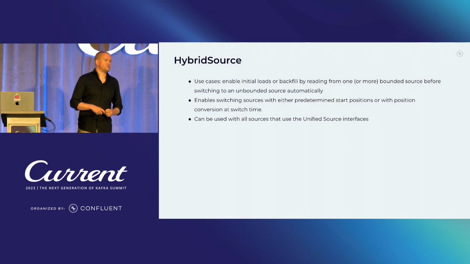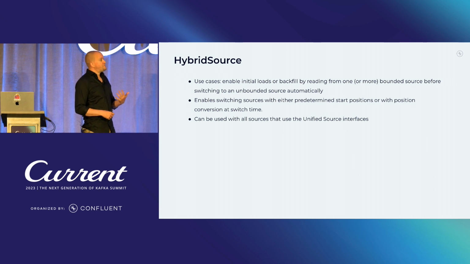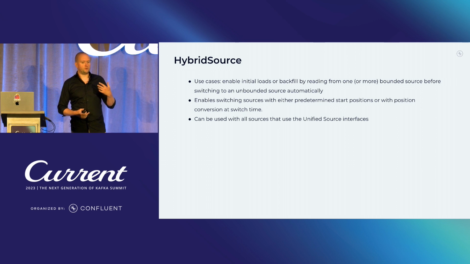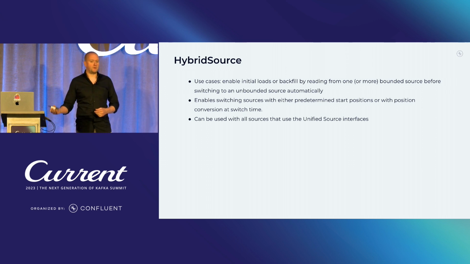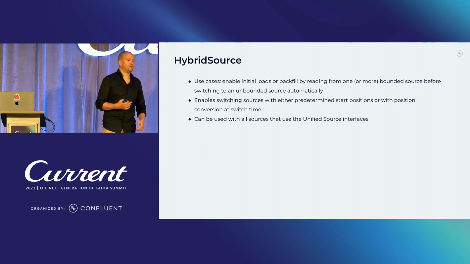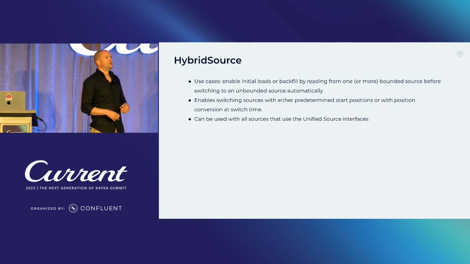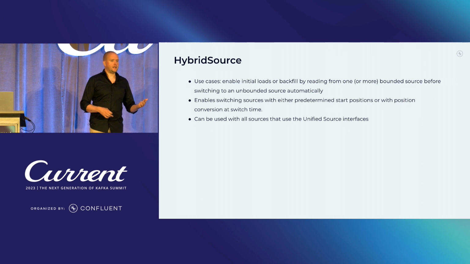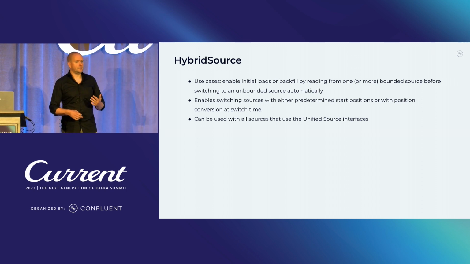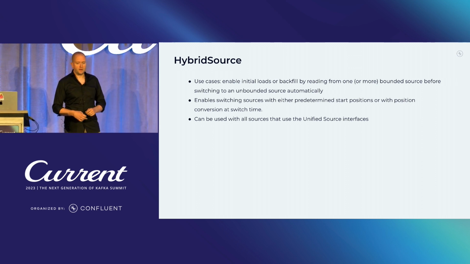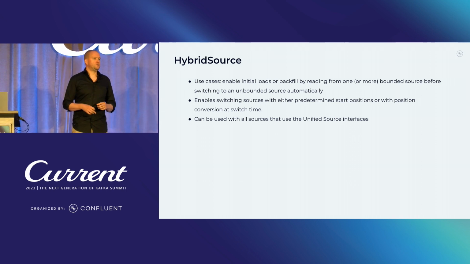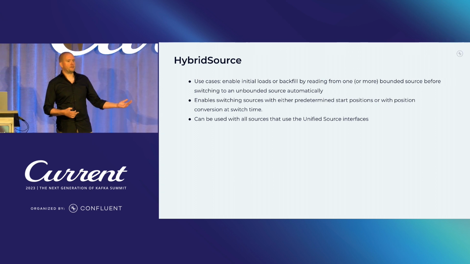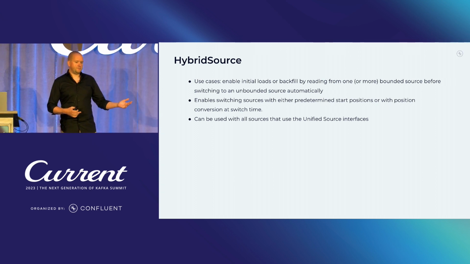First off, there's the hybrid source. The hybrid source is a special type of source which powers use cases to enable initial loads or backfills by reading from one or more bounded sources before switching to an unbounded source. So an example would be that you have a bunch of historical data stored on S3 in Parquet files, which might also be coming in from Kafka, and you have a data pipeline that you want to start using that data. At first, you would read all that data from Parquet on S3.